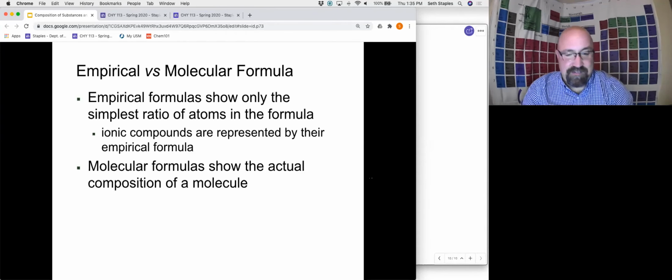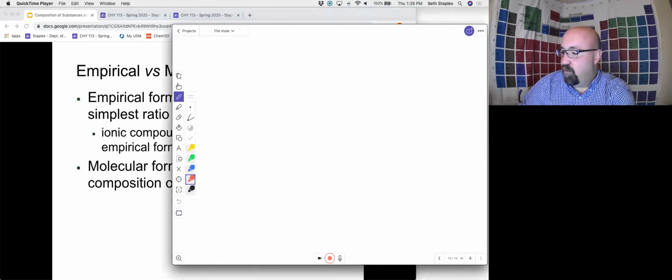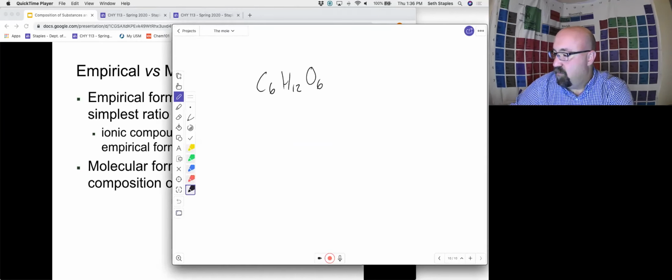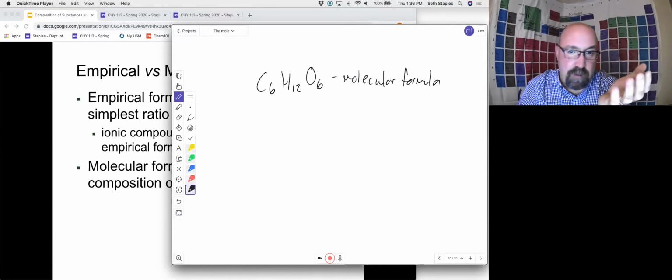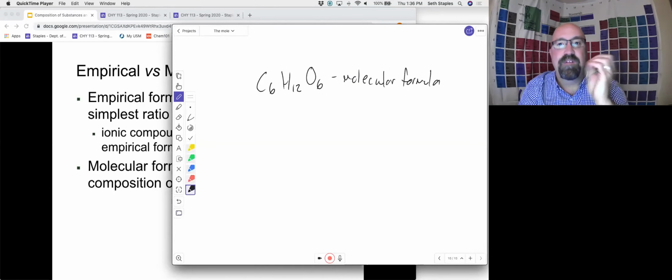And so as an example, let's take a peek. Remember our formula for glucose that we've looked at a couple of times. Our chemical formula for glucose is C6H12O6. That is our molecular formula. And so a single molecule of glucose absolutely consists of 6 carbon atoms, 12 hydrogen atoms, and 6 oxygen atoms.